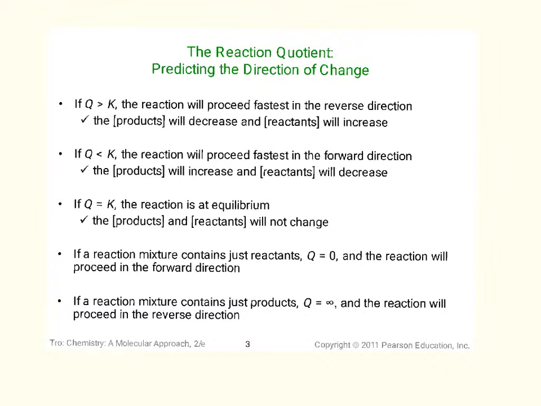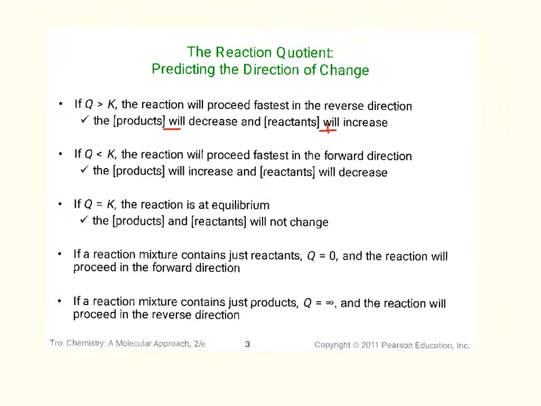If the quotient is greater than K, then the reaction will proceed faster in the reverse direction. Hence, the concentration of products will decrease and the concentrations of reactants will increase. When we analyze our ICE table, the sign for the change in concentration of products is going to be negative, and for reactants it is going to be positive.